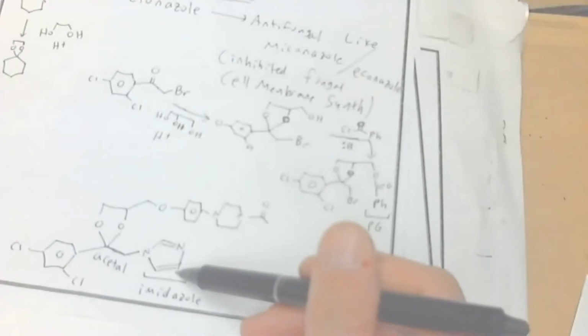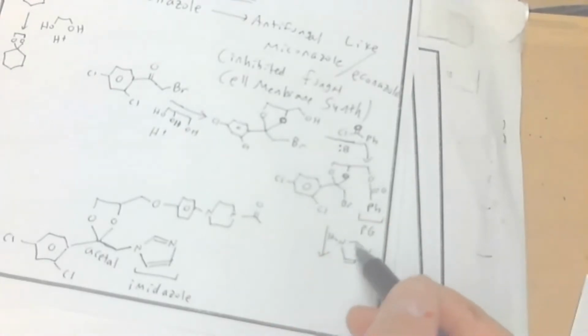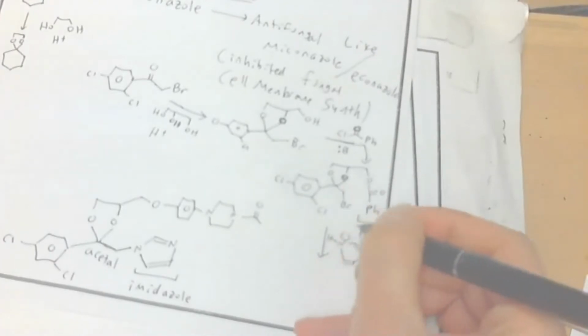What do we have to do next? Attach the imidazole. That's really easy. Remember how we do that? Super easily. If you look back at when we did miconazole and econazole, we just throw in the reagent imidazole. It kicks off the leaving group. So that is imidazole. It just swings in and attacks, kicks it off. Okay, that's easy. And then we have imidazole attached.